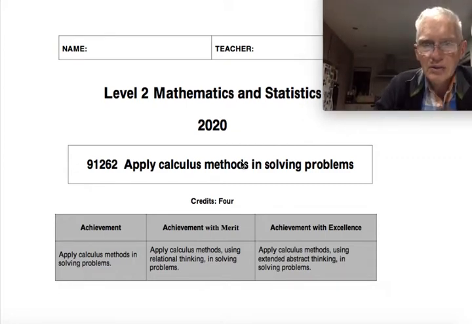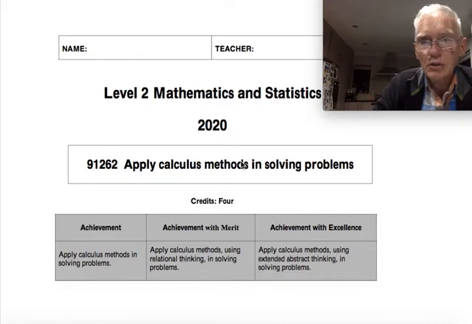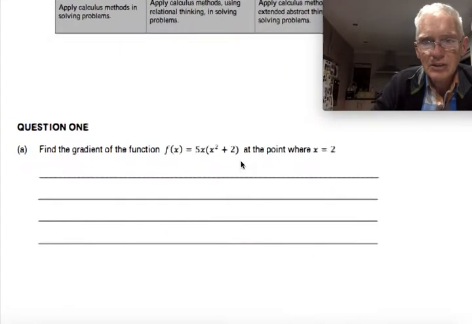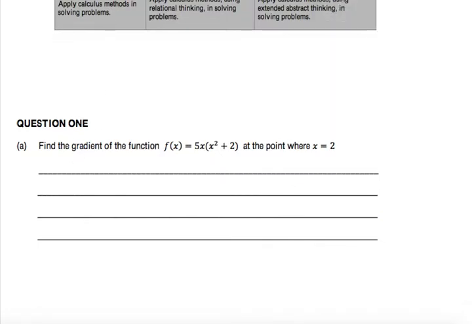Hi, here's the 2020 calculus exam. We're going to do the achieved and merit questions only. So let's get into it. Key word here is the word gradient. When you see the word gradient, that means you're going to have to differentiate.